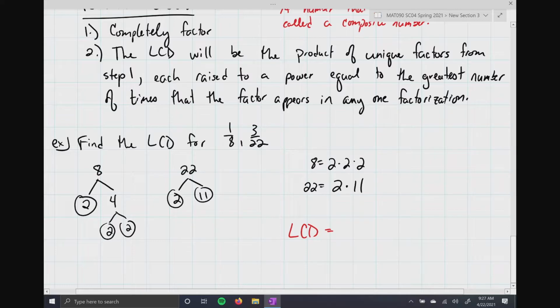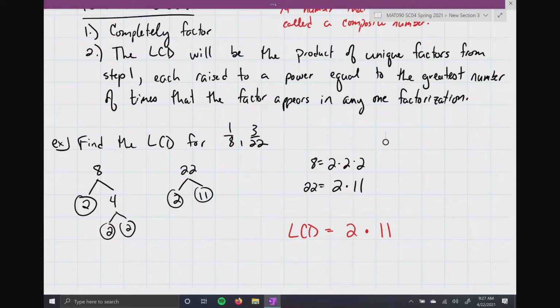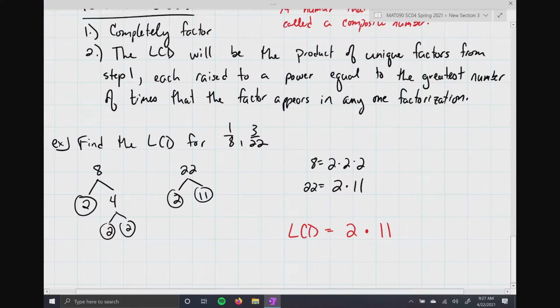Sorry about that again. So the LCD is going to be the product of unique factors. So when I think of unique, I think of the only one and that's it. So it's going to be the product of unique factors. So I only have two prime numbers here, 2 and 11. And each of these numbers, 2 and 11, must be raised to a power that is equal to the greatest number of times that that factor appears in any one factorization. In other words, the greatest number of 2's that I see in any one factorization is right there.